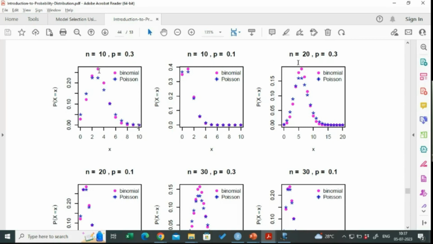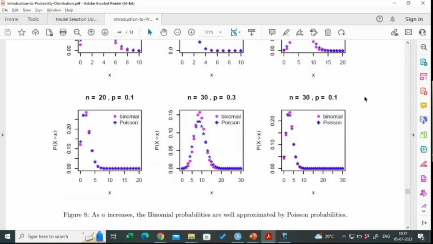Similarly, for n equal to 20 and p equal to 0.3, p is moderately bigger here, so we can still see some kind of difference. When n is pretty large, say 30 and p 0.1, we can see that most of the probability values come close to each other. So as n increases, the binomial probabilities are well approximated by Poisson probabilities. When I show this picture, all my efforts are done.